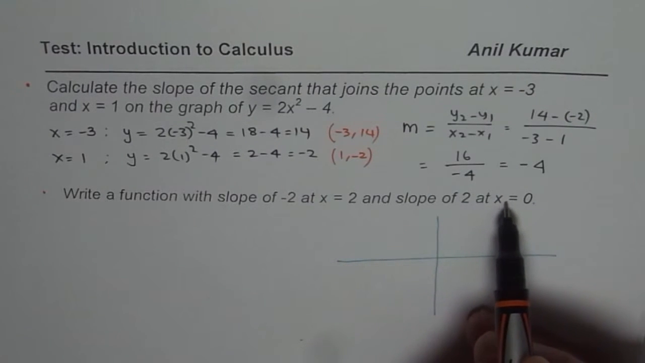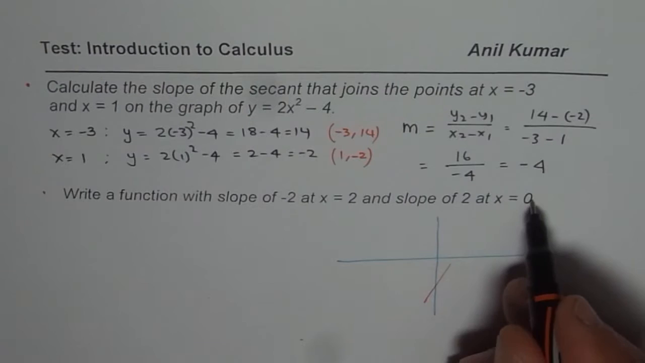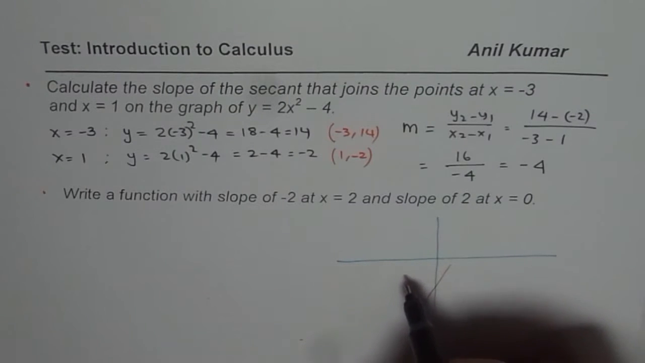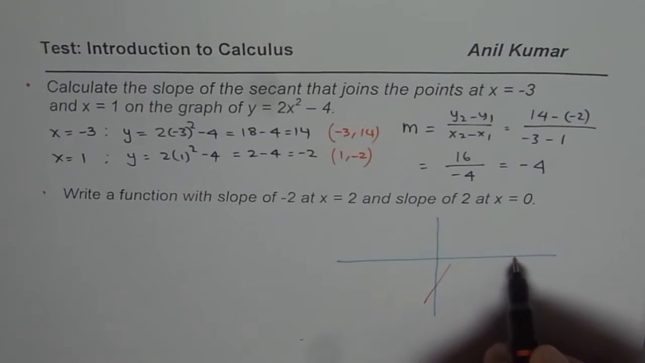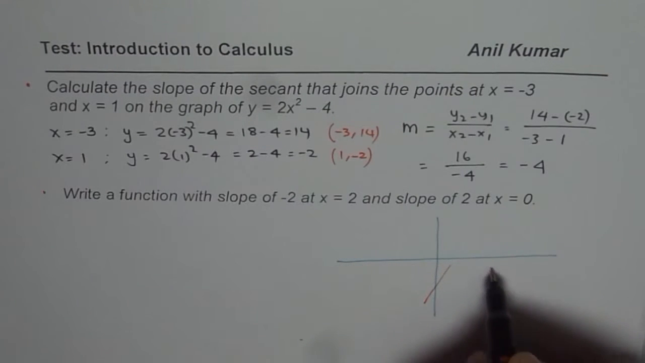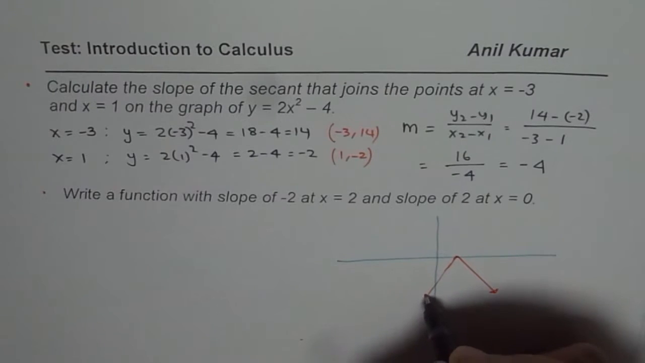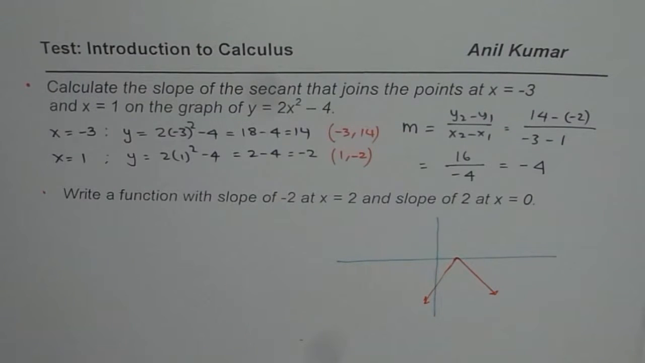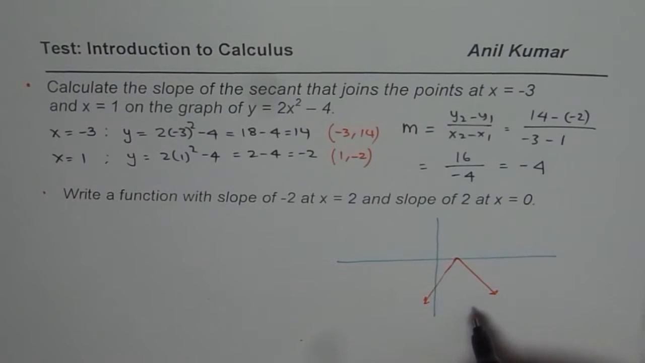At x, the slope is 2. That means the point here will be kind of rising like this, right? So x equals to 0, slope is positive 2. And what we notice is that at x equals to positive 2, the slope is negative 2, kind of like this. Do you see that? So what we notice here is that we could have an absolute function, right? So if I have an absolute function, I could satisfy both these conditions, correct? So an absolute function like this.